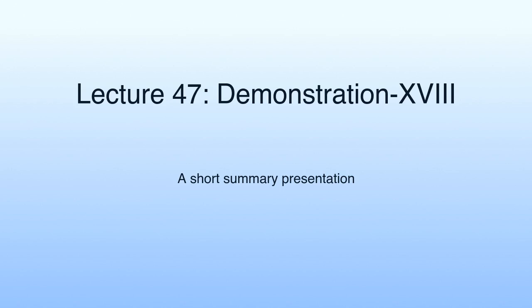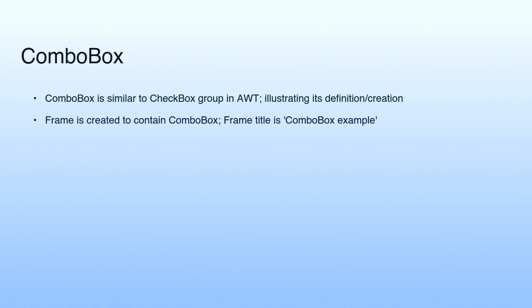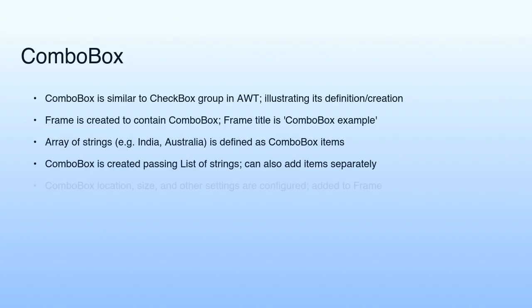Lecture 47 Demonstration-XVIII. Combo box is a component similar to the checkbox group in AWT, allowing the user to select an item from a list of options. This example illustrates how to define and create a combo box within a frame titled ComBox example.